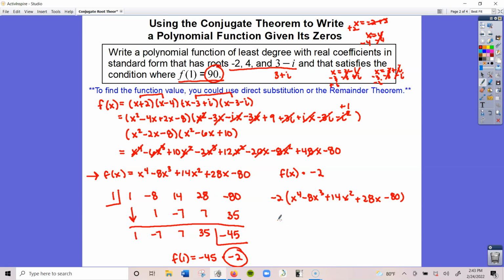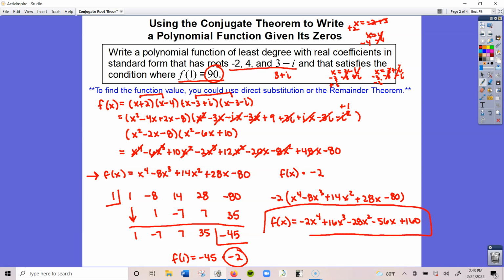So I'm going to distribute the negative 2, which would give me my final polynomial function. Negative 2 times x to the fourth is negative 2x to the fourth. Negative 2 times negative 8x to the third is plus 16x to the third. Negative 2 times 14x squared is negative 28x squared. Negative 2 times 28 is negative 56x. And negative 2 times negative 80 is plus 160. So this is my final polynomial function.